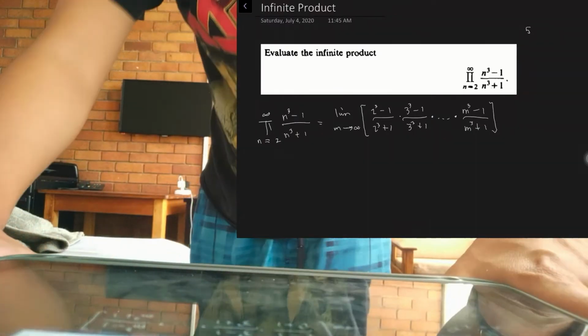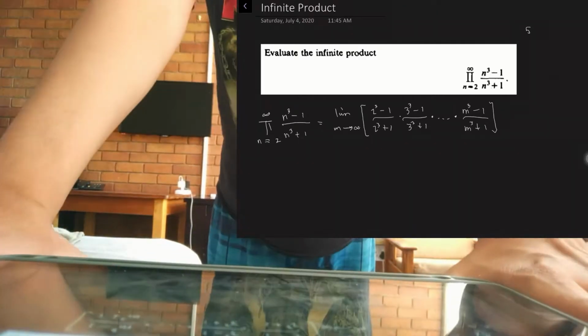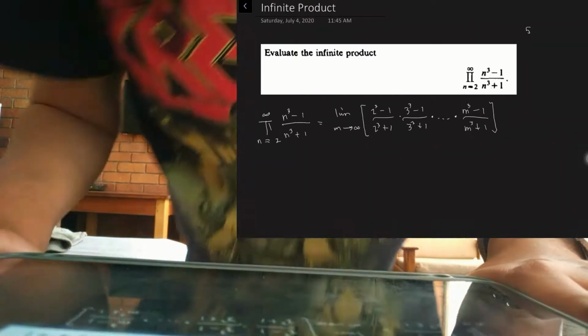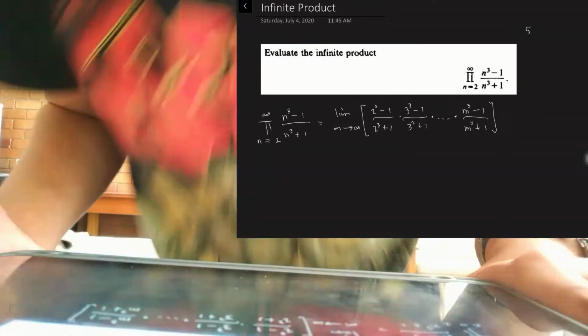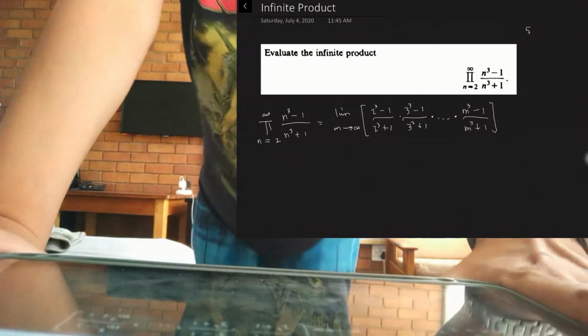Let's continue the push-up. 6, 7, 8, 9, 10.